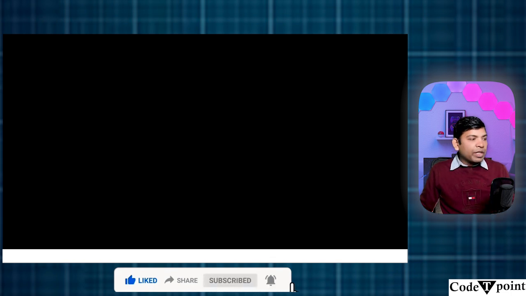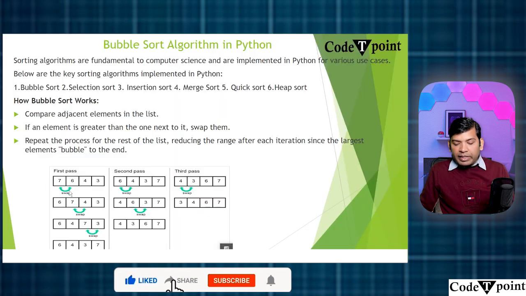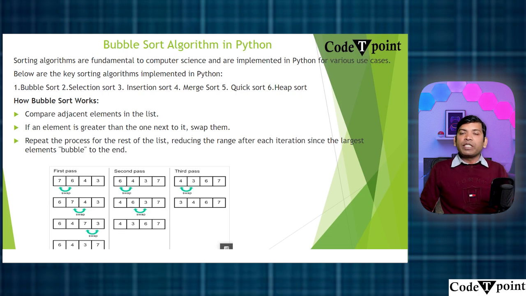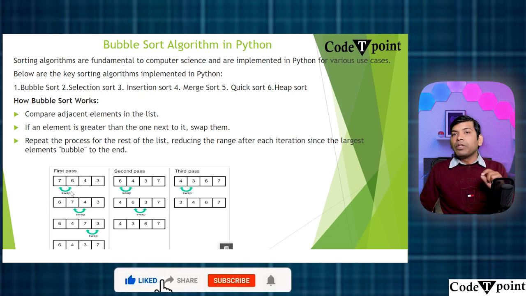What it is going to do in the first case is compare with the adjacent values, and then swap the positions. So 7 and 6, it is going to compare and swap the values. So 6 comes to the first indexing position and 7 goes to the next indexing position, right?